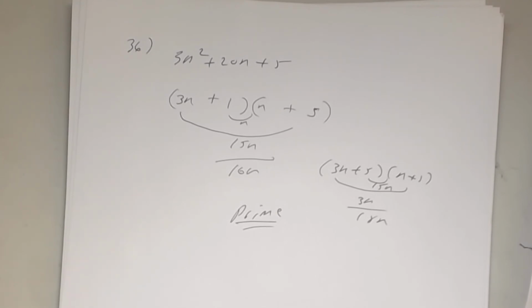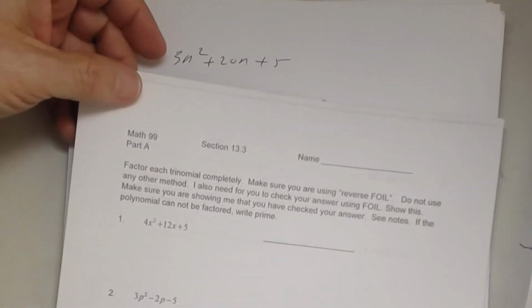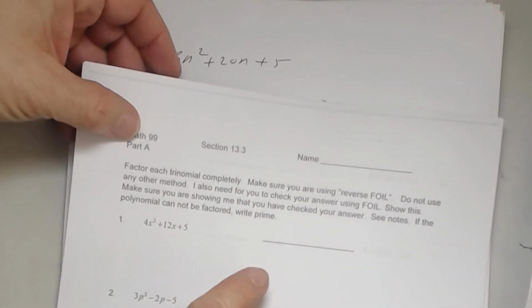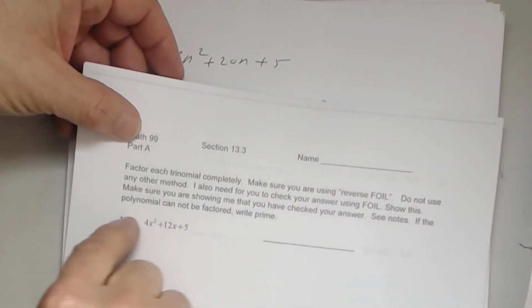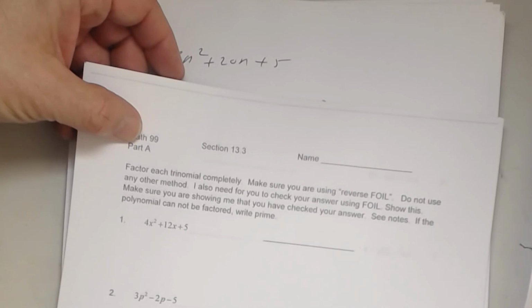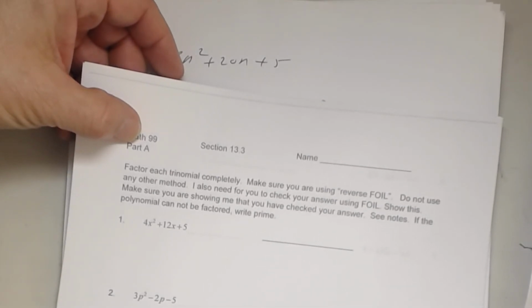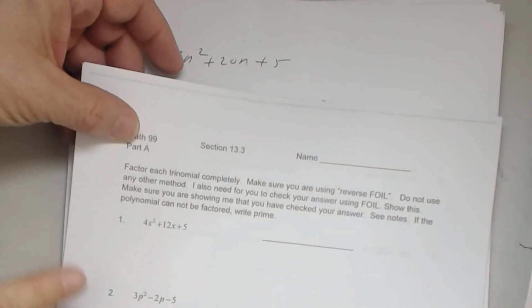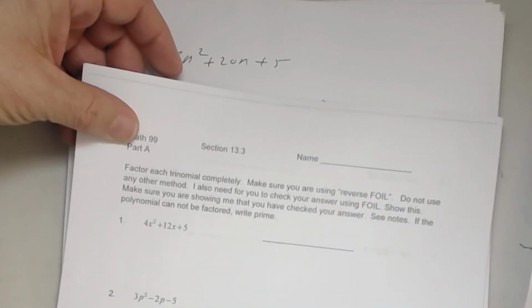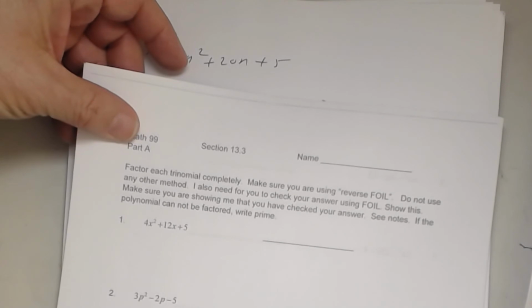But here's 13.3a. Let me just show you what it looks like. It says, factor each trinomial completely. Make sure you're using reverse FOIL. Do not use any other method. What I mean by that is, in one of the future sections, there's something called the AC method. It's good to know both of them. But for the most part, when I do these trial and error, I don't use the AC method, although you need to know it.